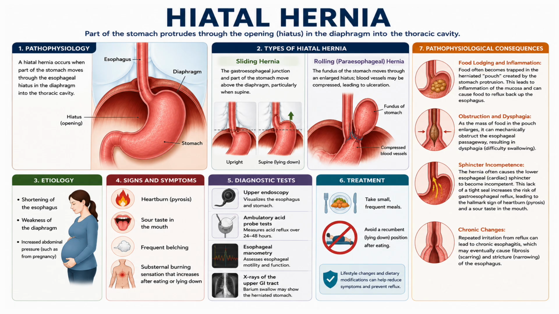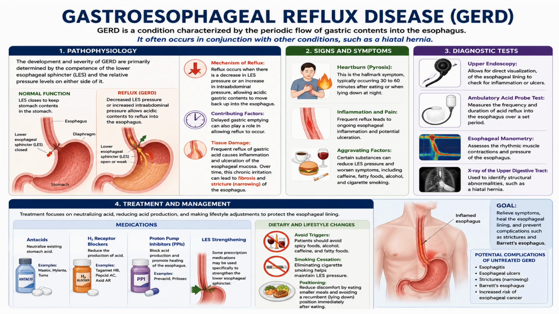Treatment primarily focuses on reducing the reflux and preventing the stomach from sliding upward. Patients are advised to eat small, frequent meals rather than large ones to reduce stomach distension that increases pressure. Most importantly, they should avoid a recumbent or lying down position immediately after eating, because gravity when you're sitting up helps the stomach and its acidic contents stay in their proper place.